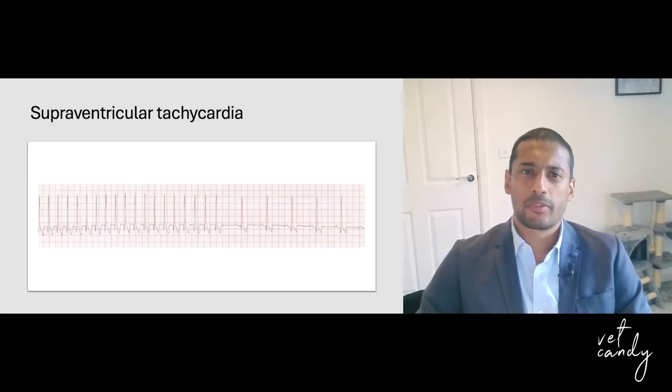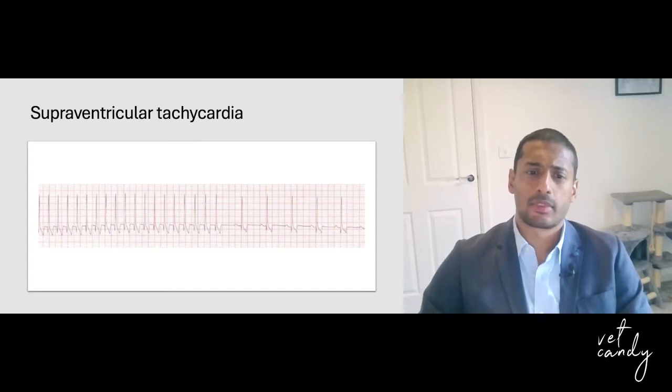The remaining supraventricular tachycardias are much less common and are difficult to differentiate on ECG alone. They are characterized by a typically fast, regular, narrow complex ventricular rhythm. Sometimes abnormal P waves, called P prime waves, can be seen.